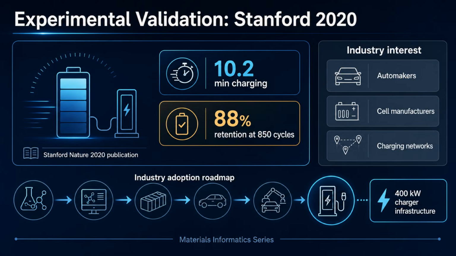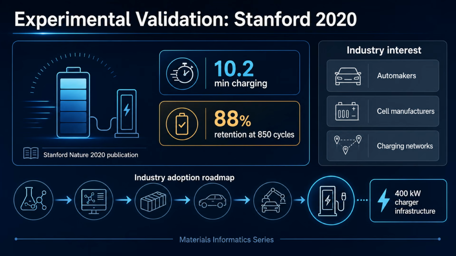Stanford researchers validated this approach in a landmark paper published in Nature in 2020, led by Peter Attia. Experimental charging time was about 10 minutes to 80%. After extensive cycling, batteries retained high capacity.